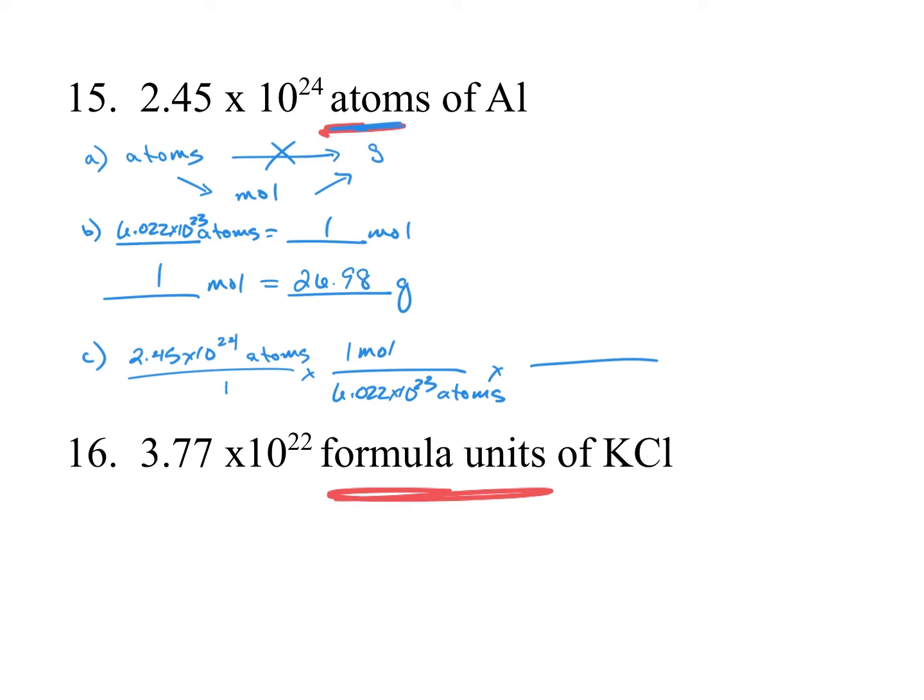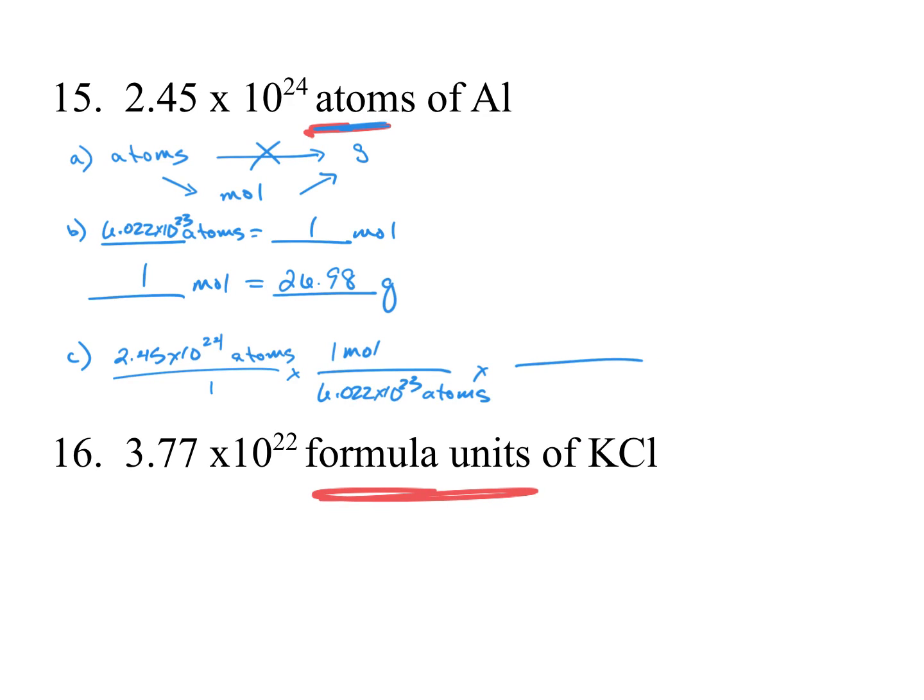So we will cancel off atoms. After you have demonstrated that atoms cancel, you're going to change moles into grams. So the moles will cancel. You end up adding the molar mass, 26.98. So 26.98 times 1 times 2.45 times 10 to the 24th is 6.6101 times 10 to the 25th.